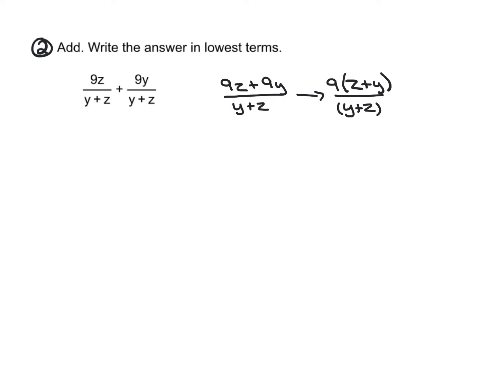Y plus z and z plus y are the same thing, because it doesn't matter which order you add and subtract. So the answer to this one is just 9.